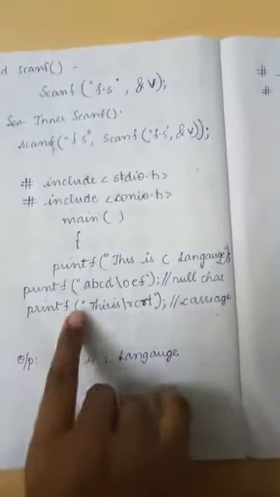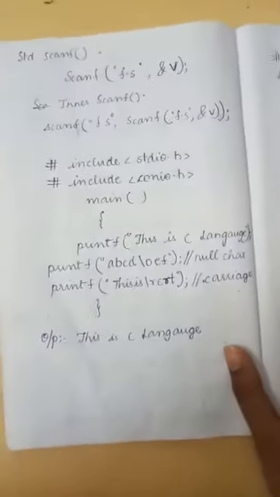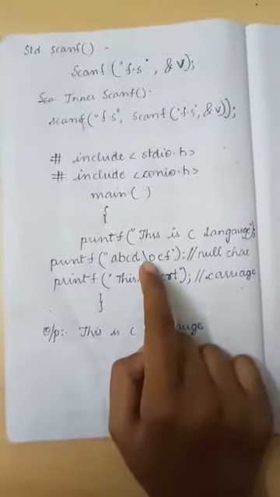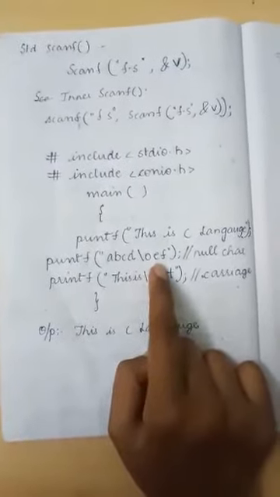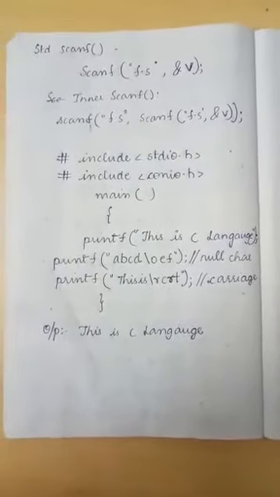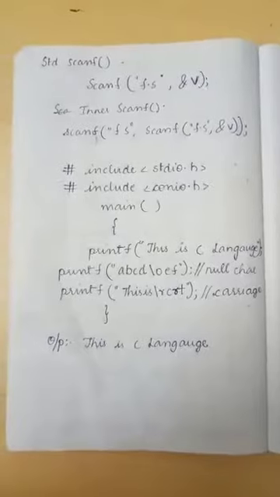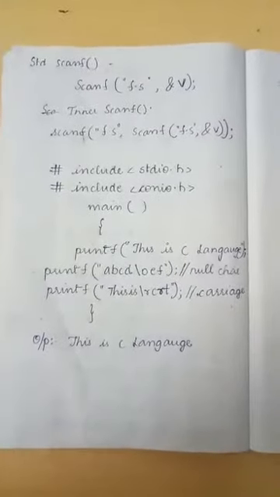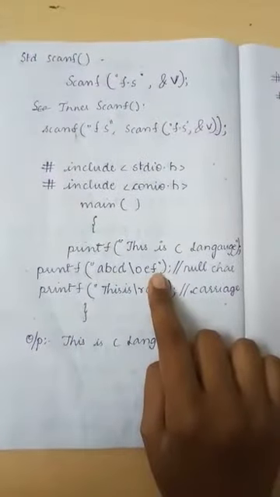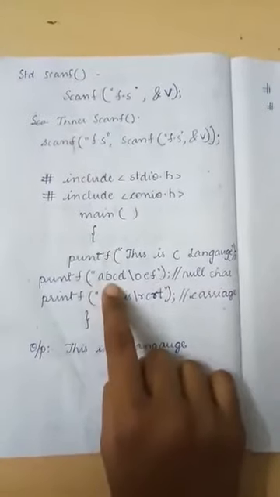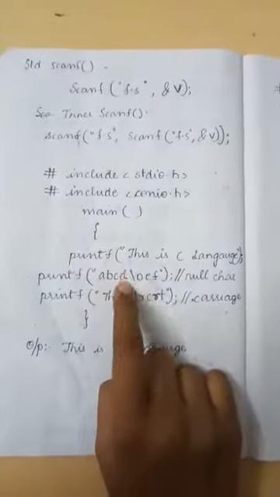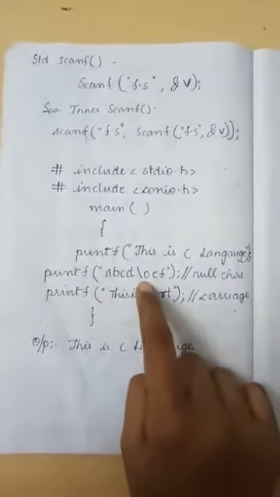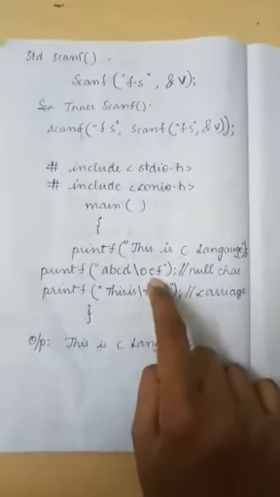The next one: printf A, B, C, D. I have given an escape letter in between D and E. I told you the use of the null character: it stops printing the rest of the characters. So the output for this statement is only A, B, C, D. It stops printing the rest of the characters.